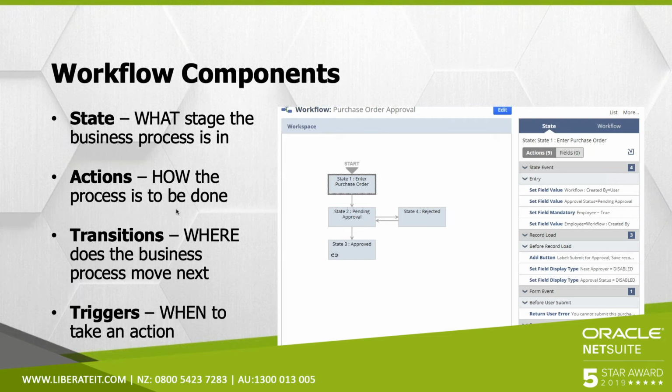And then the last one is the triggers. When we talk about a trigger in a workflow, it basically means when does it actually happen? When do you need to take the action? On the right side, you can see we've got a few triggers, where it says before record loads. That means before the record actually gets loaded, that's when we want to add a button, so that when the record gets loaded, we can actually see that button. So it's a trigger on when that workflow actually runs.